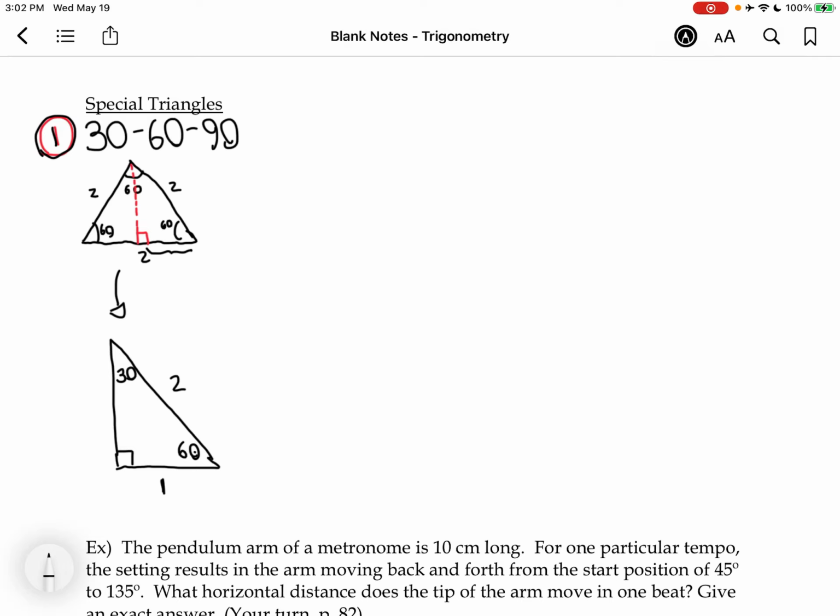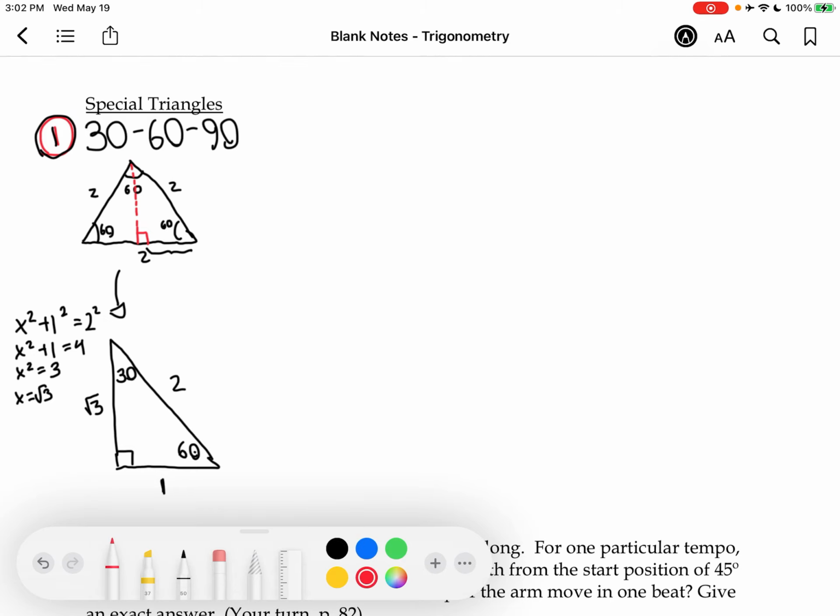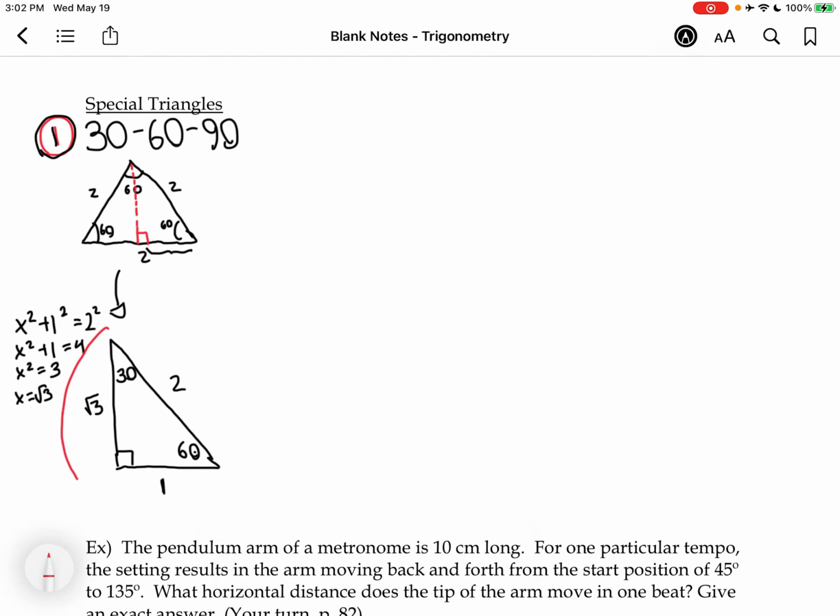And we can figure out this third side using Pythagoras, right? So if we call it x for now, x squared plus 1 squared equals 2 squared. So x squared plus 1 equals 4, which means x squared equals 3, which means x equals root 3. So this is the square root of 3. And this is one of the triangles that you guys need to know.